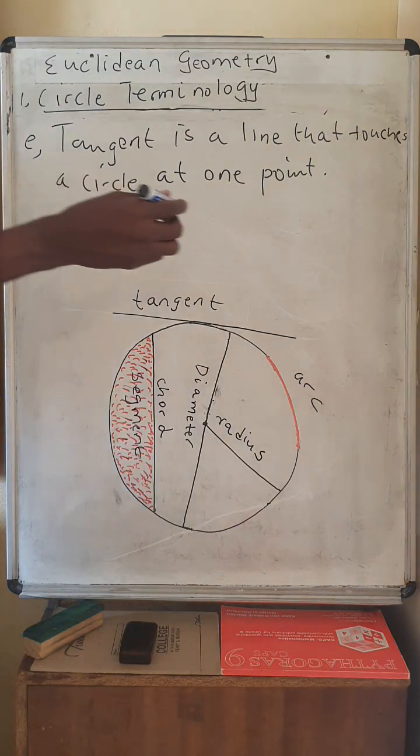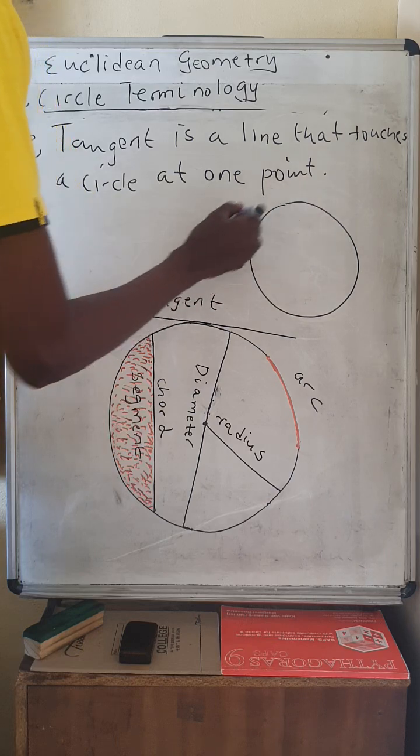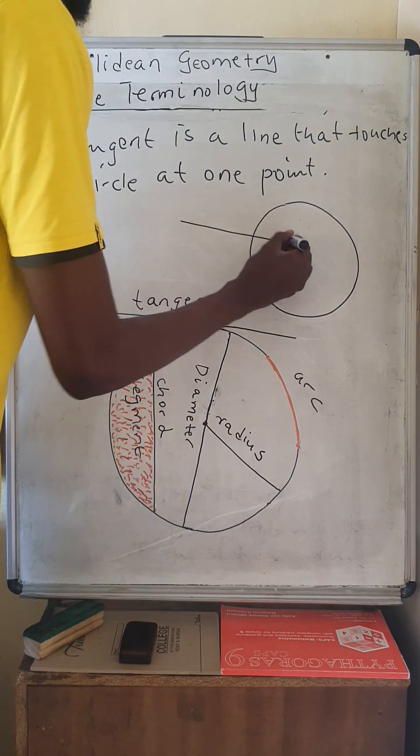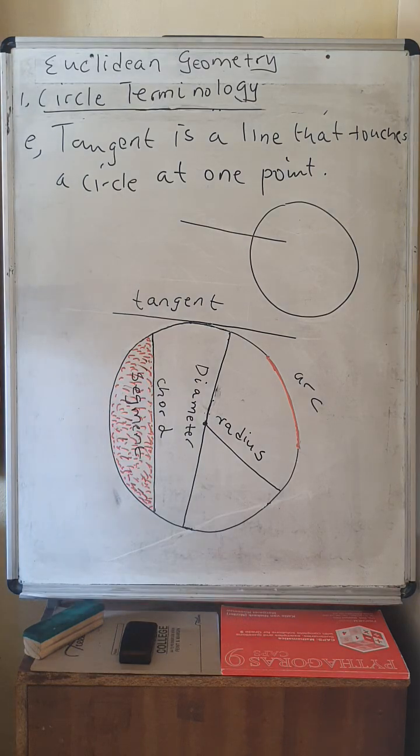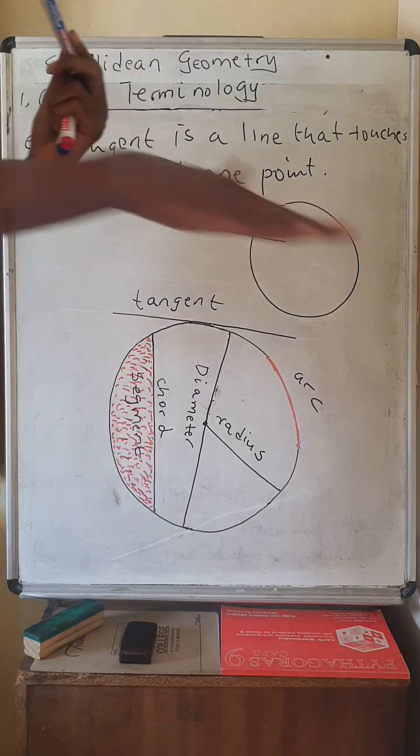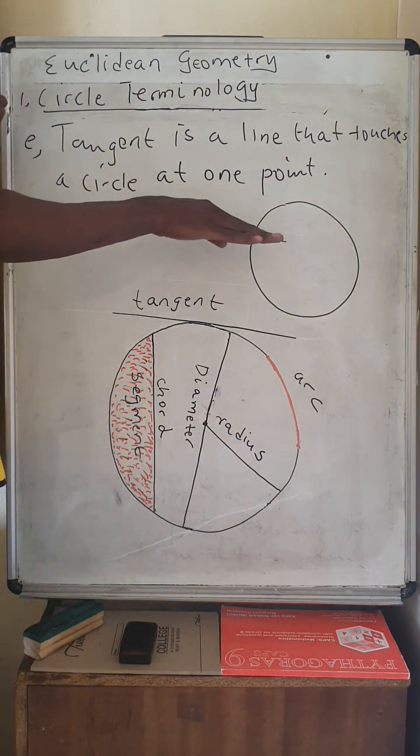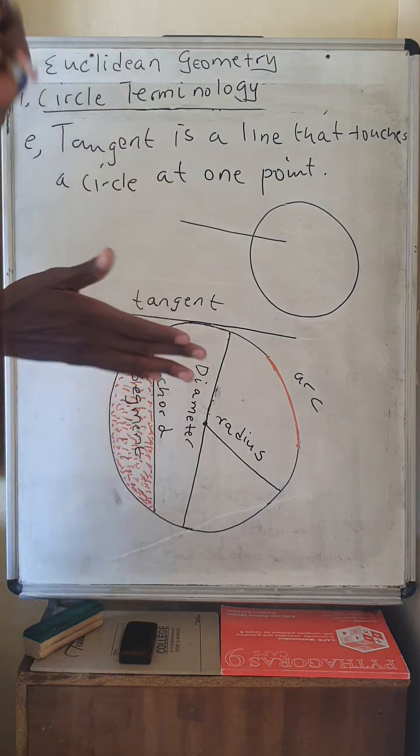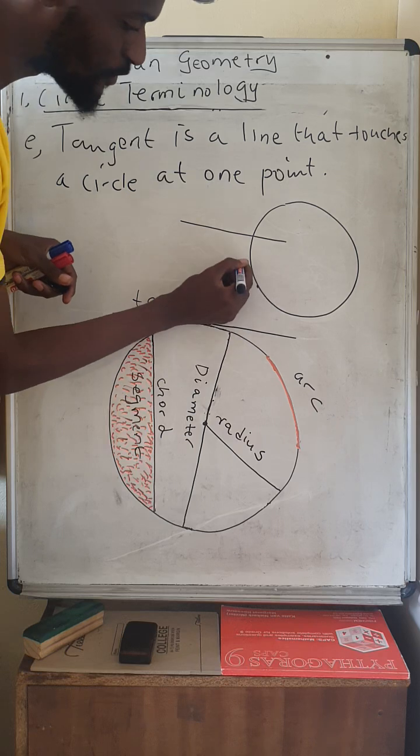So what does that mean? If you give me a line like this, can we call this line a tangent? No, this cannot be called a tangent. Remember, a tangent must touch, not cut through. This line cuts through the circle, not touch. But a tangent must touch. It will be something like this.